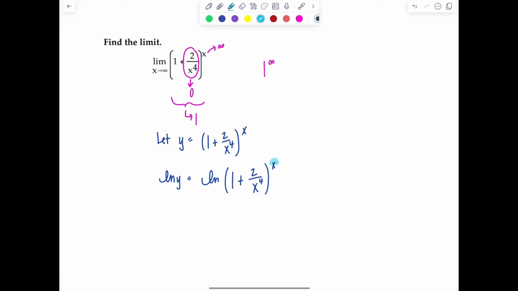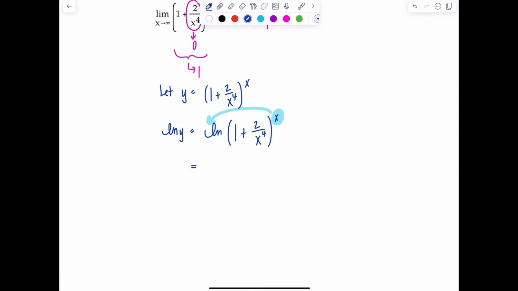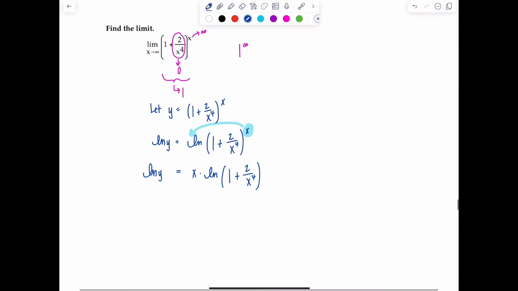Why am I busting out this natural log? Because I want to move the exponent to the front, and that's only a property of logarithms. You can't just go willy-nilly moving exponents if there's no log in front. So this is now x times natural log of 1 plus 2 over x to the 4th, and that's what natural log of y is equal to. So I'm actually going to find the limit of the natural log of the original expression.